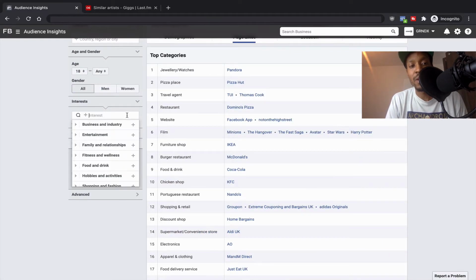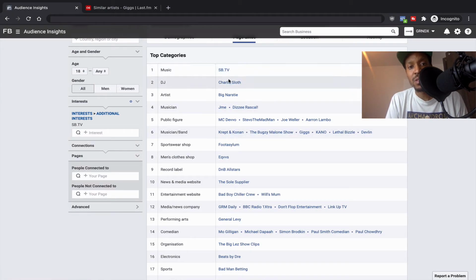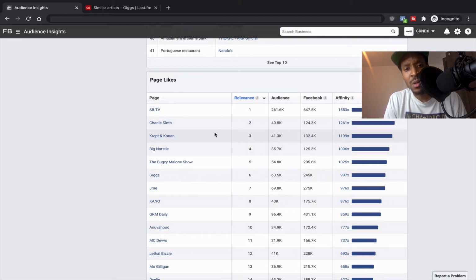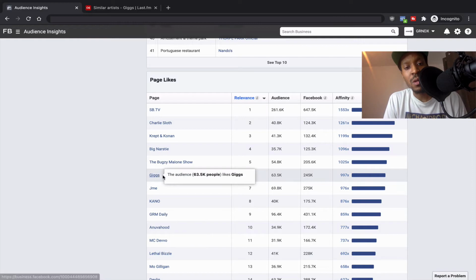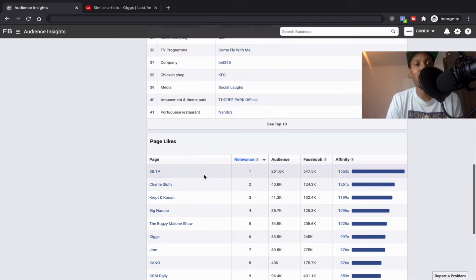Let's type in SBTV since I mentioned that as well. So we go, pops up. You can see here, SBTV's there, Charlie Sloth, Big Narstie, JME, Dizzee Rascal, Krypton Conan pops up. Gigs is, oh, Gigs is in this list, as you can see, he comes up third here. And we go to the affinity in terms of page likes. So we're saying again, the people that watch SBTV, Grime Daily is also there as expected. And you've got Gigs, he's sixth. So that's basically proving the point that I'm making. People that listen to Gigs also listen to Krypton Conan, and they also listen to Grime Daily and SBTV, so you would want to have that.